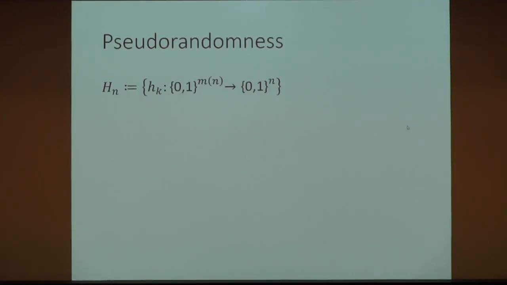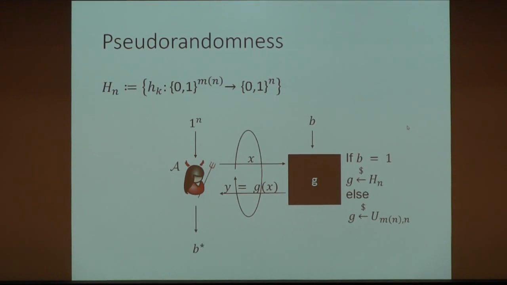Okay, the last property is pseudo-randomness. So a pseudo-random function family is a family that is indistinguishable for an attacker from a random function family. And this is defined in terms of the following game. So you've got an attacker that gets access to some black box that implements a function g. And the attacker can ask this black box for the evaluation of the function g on several points and will get the evaluation of the function, and in the end has to output a bit b star.